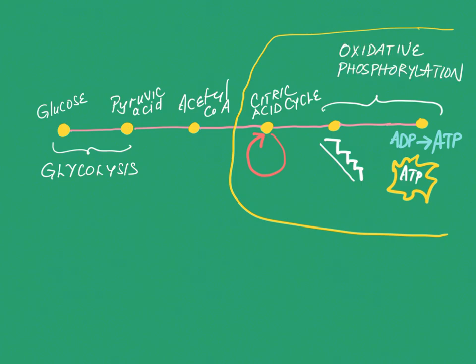These two stages are called oxidative phosphorylation. All the reactions in the cytosol are anaerobic, and all the reactions in the mitochondria are aerobic.